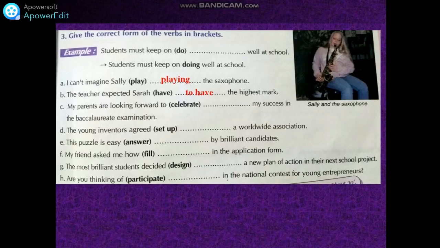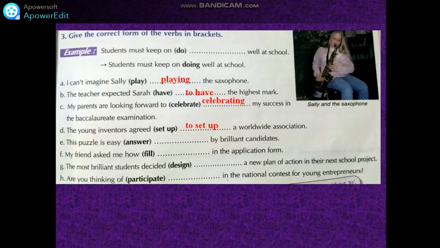Pay attention here. It's very important. Although you have to, celebrate must be put in the gerund. To celebrating, because the expression looking forward to is followed by the gerund. To celebrating my success in the baccalaureate examination. Very good. D.